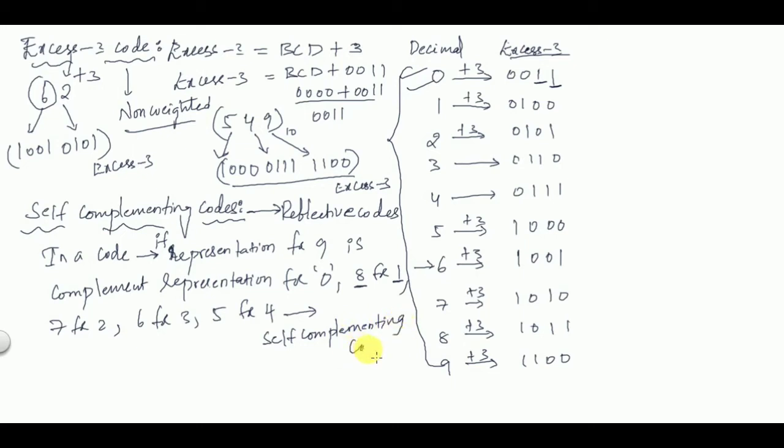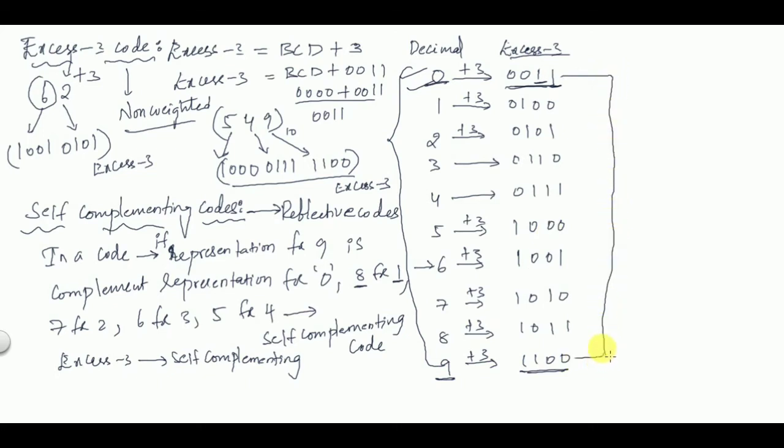Self-complementing code. If you take the example of XS3 code, XS3 code is an example of self-complementing code. I'll explain to you. What is the code for 0? The code for 0 in XS3 is 0011. Similarly, what is the code for 9? It is 1100. If you observe here, these two codes are complements of each other.